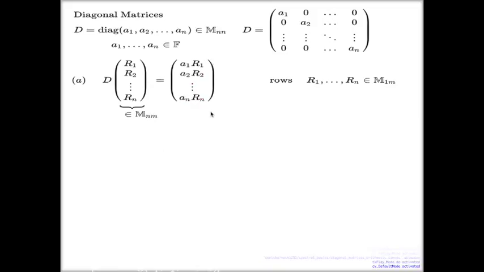All you need to do is scale every row by the diagonal entries. This time, little a1, little a2, little an are just numbers. They are diagonal entries. It's an even simpler rule when you multiply a diagonal by another matrix. With a diagonal on the left-hand side, all you do is take the diagonal entries and scale every row by the corresponding entry. That's it.